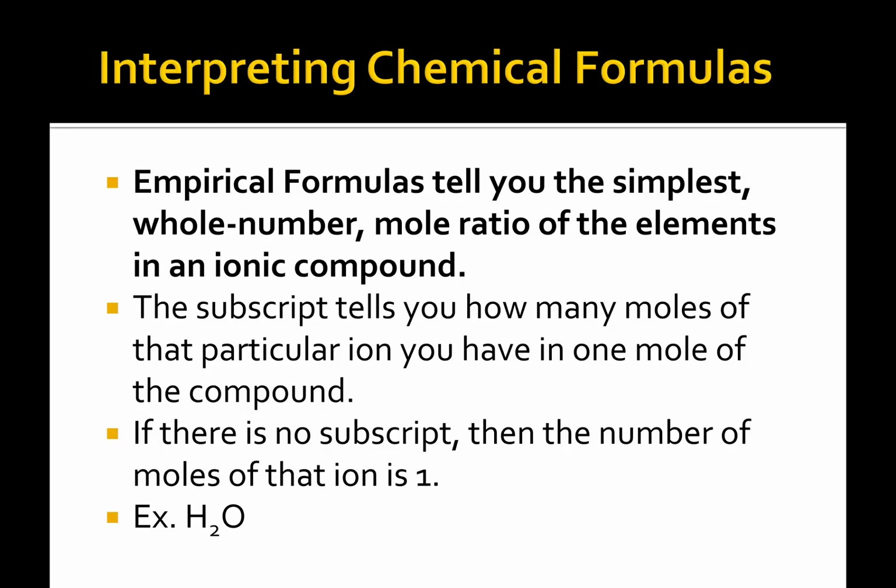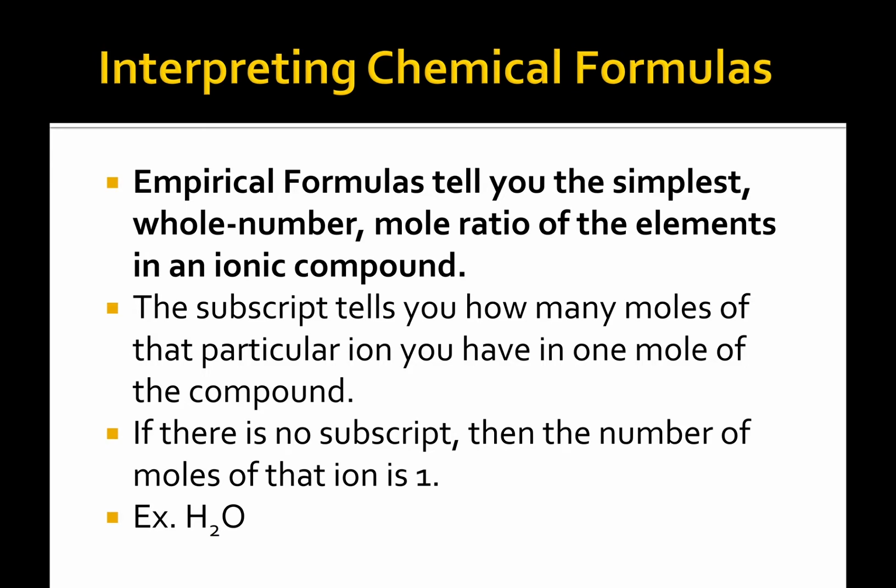So the empirical formula will tell you the simplest whole number mole ratio of elements in an ionic compound by definition. So this is basically simplest form, using a smallest common factor to scale down the numbers to put them in simplest form. The subscripts tell us how many moles of a particular ion that we have in a compound.